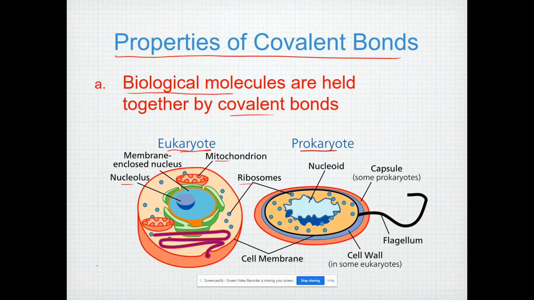Okay, that's going to matter more later when we talk about the structure of all of these things, but specifically the cell membrane. So prokaryotic and eukaryotic cells, so bacteria, plants, animals, every kind of cell: those biological molecules that we're going to talk about more are held together by covalent bonds.